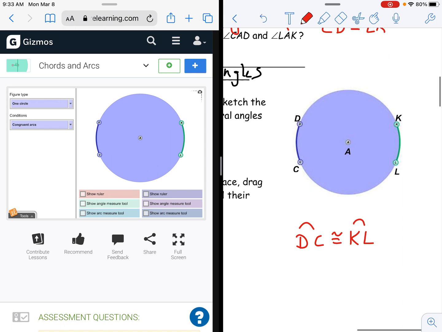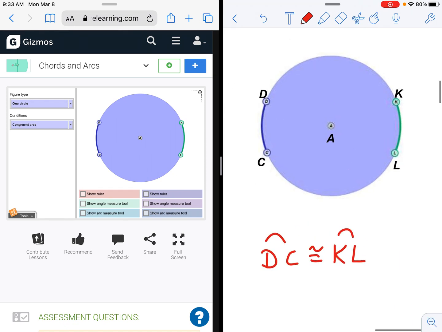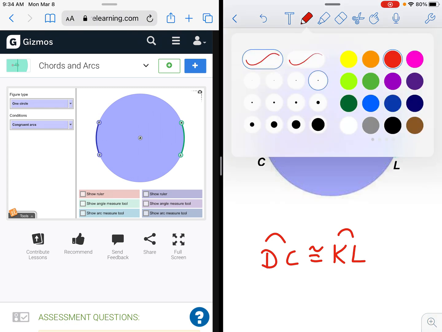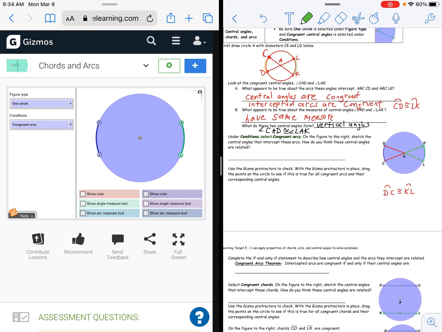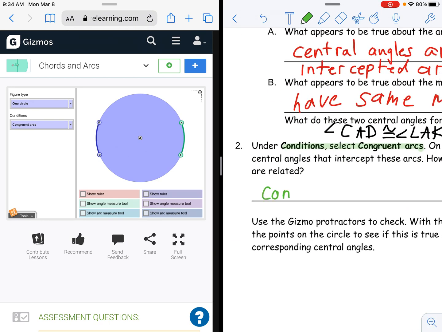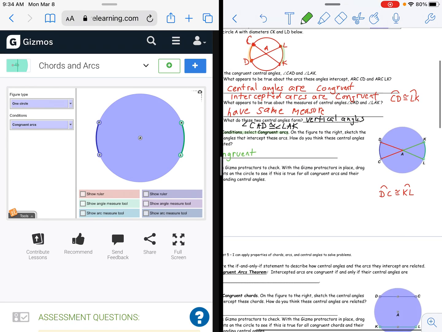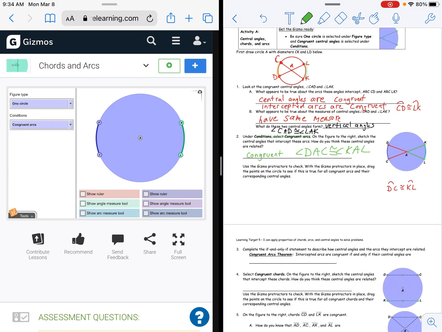It's saying to draw the central angles. So can I do this? No, it won't make it perfect, darn it. Stupid Notability. All right, so we have this angle and this angle. Now, how do you think these central angles are related? I think that they are congruent. I'm going to predict angle DAC is congruent to angle KAL. Let's use the protractors to check.